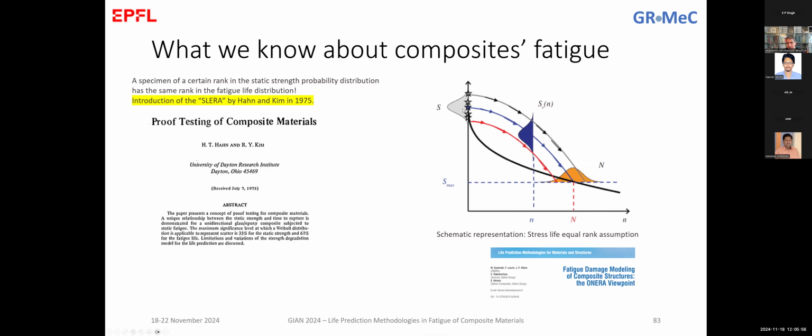shown schematically in this diagram, showing that the same distribution of the static strength, which is here, can be transferred to the distribution of the fatigue strength in terms of loading, or of the lifetime, which is related to the number of cycles to failure.